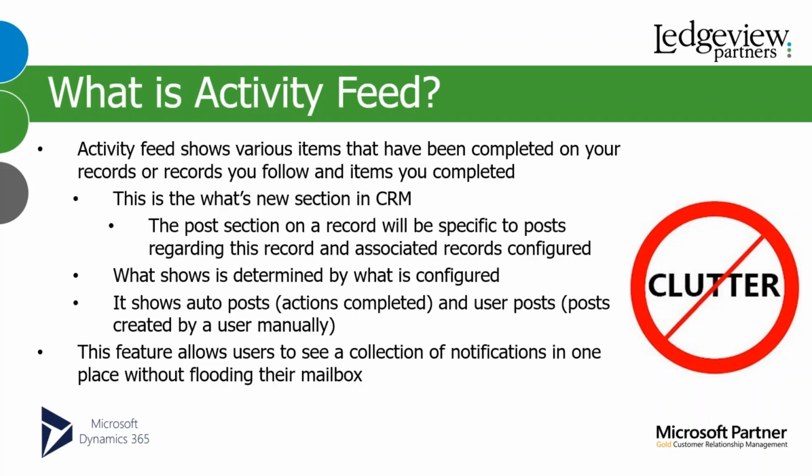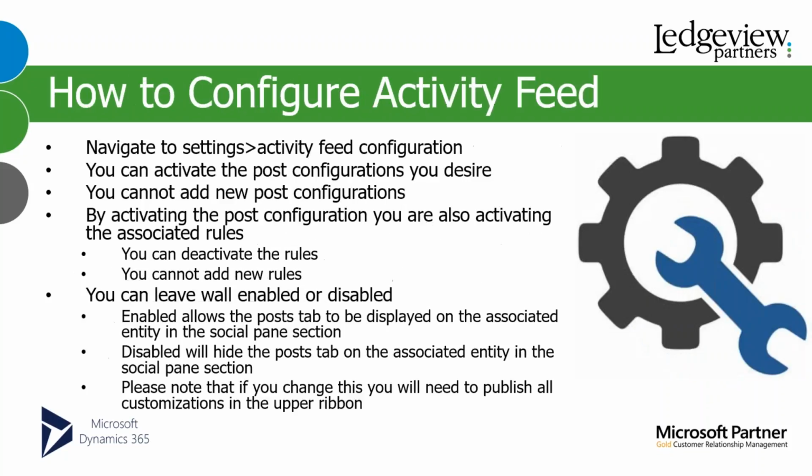Now, I said all this depends on how you configure it. So your next question might be, how do I configure this? To configure an activity feed, and we're going to do this in CRM, I just want to cover a few quick items first. You're going to want to navigate to the Settings section and then Activity Feed Configuration. You can activate the post configurations you desire. There's going to be a list of them that are configured by the system, by CRM.